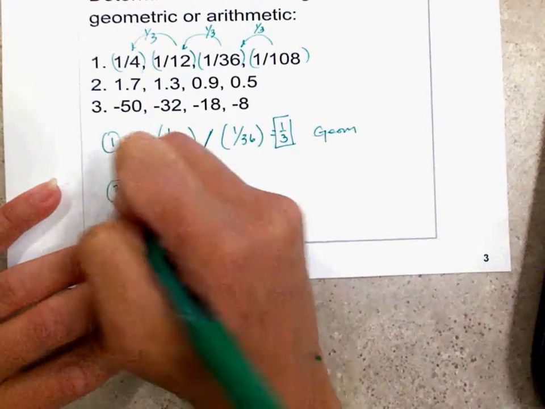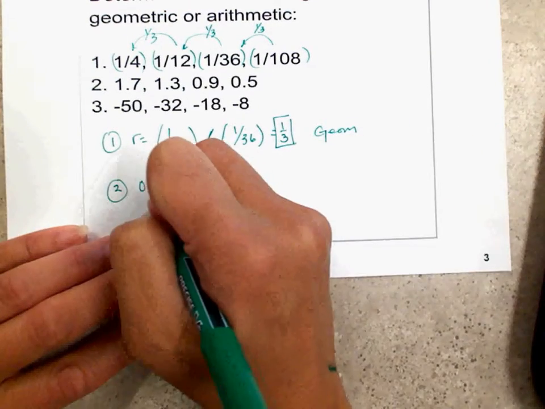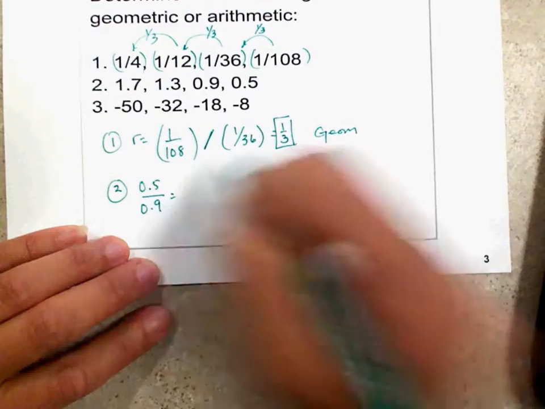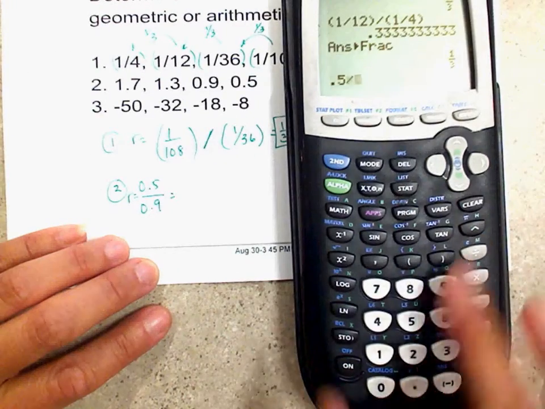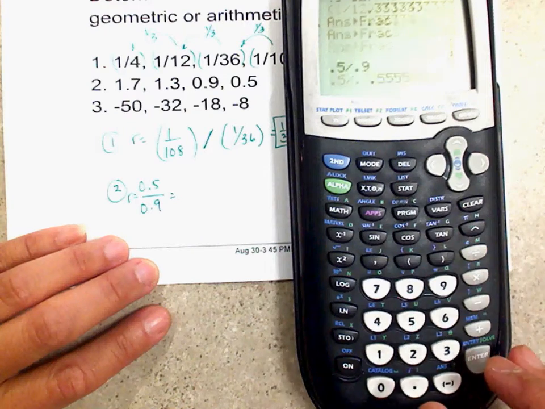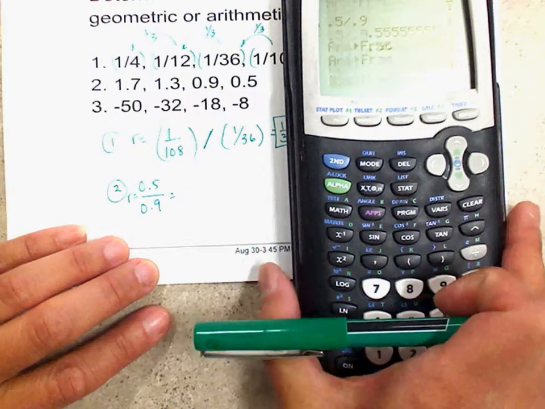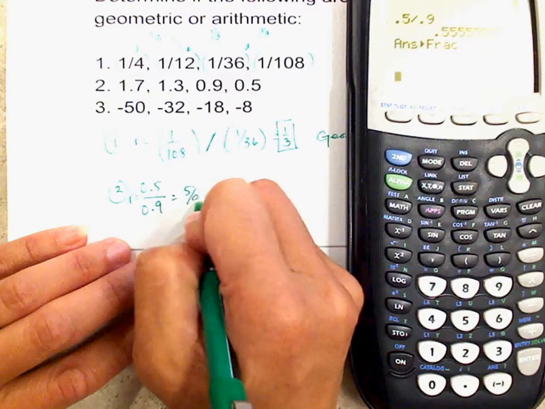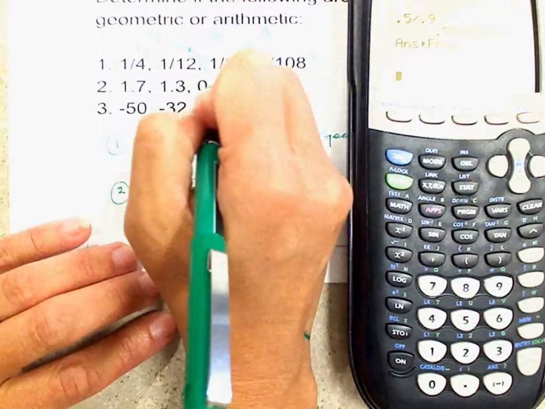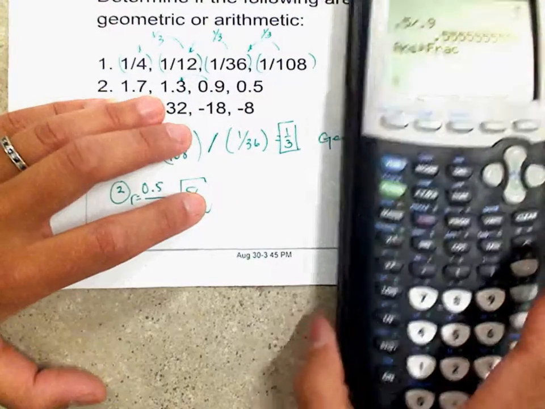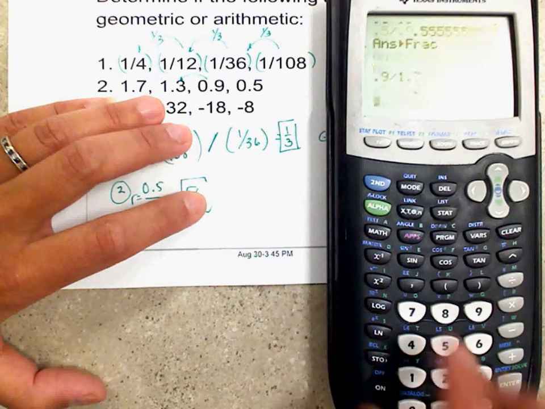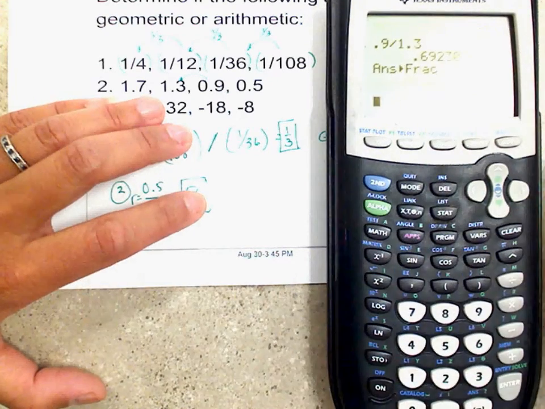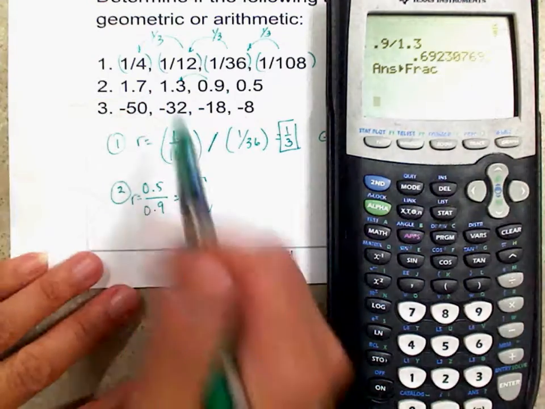Number 2, do the same thing. 0.5 divided by 0.9. That is your R. Math comes out to 5 over 9. See if these guys would do the same thing. On the calculator, 0.9 divided by 1.3. Math. Do you see how that's not the same? So this one is not geometric.